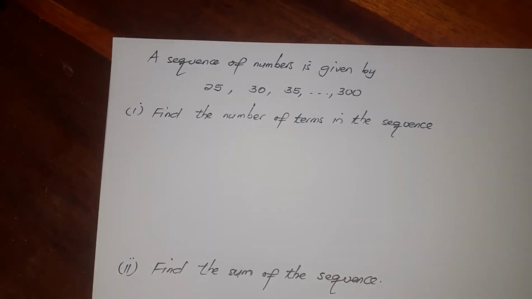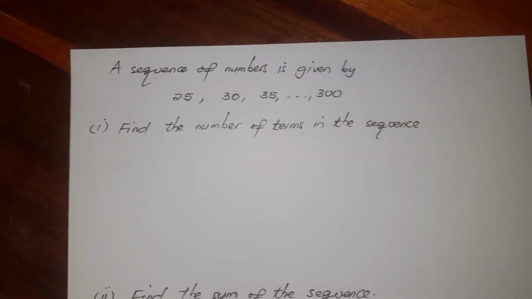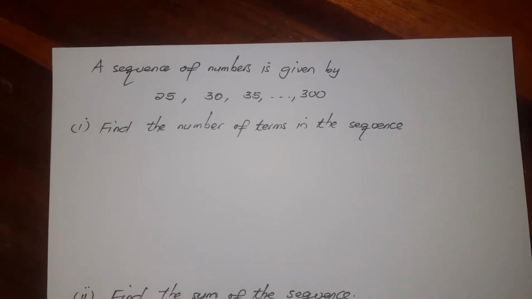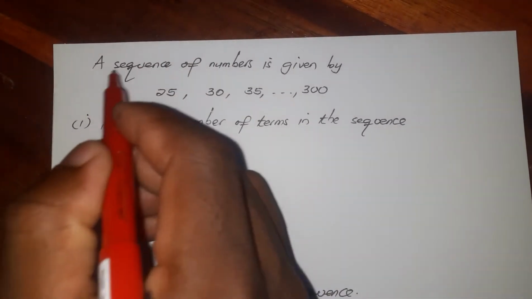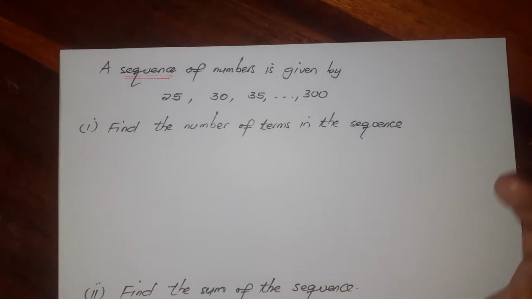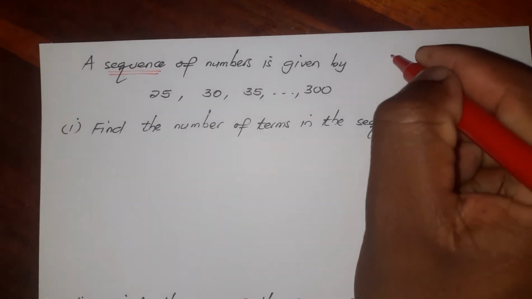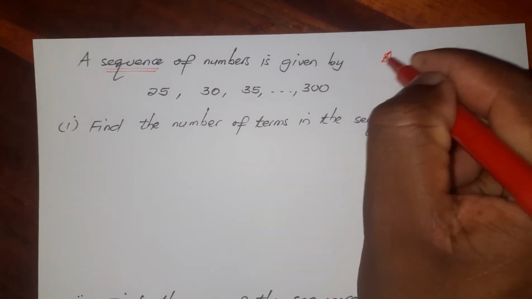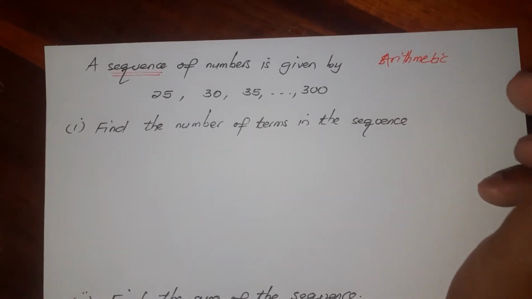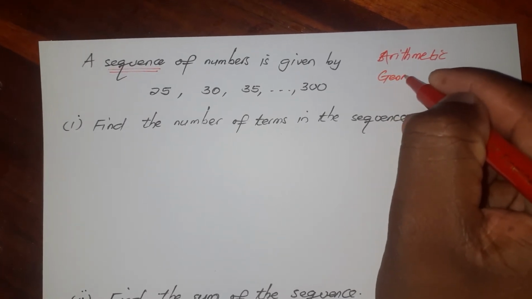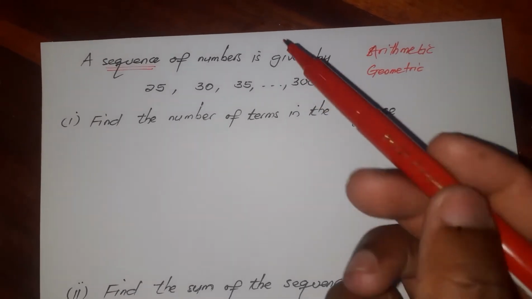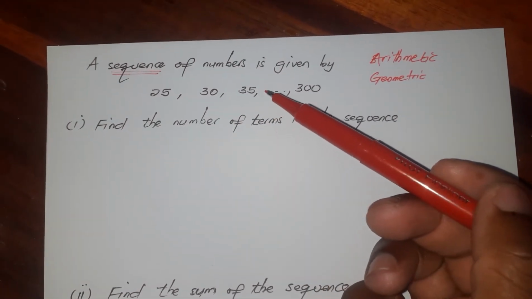Now, before you start answering the question, you have to understand what you are asked to find. We are only told this is a sequence, but we are not told which type of sequence, because there are two types of sequence. We can either have an arithmetic sequence, or we can also have a geometric sequence. So in this case, they did not specify whether it's arithmetic or geometric.